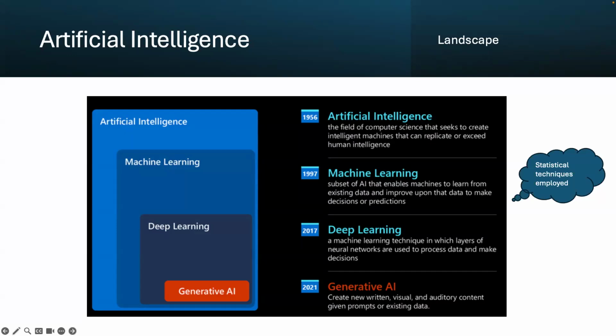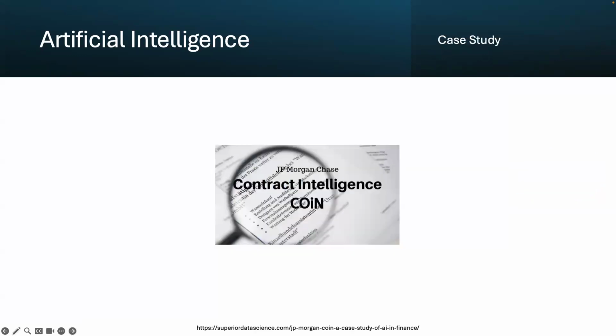Okay. We will look into deep learning and cognitive and generative AI in subsequent videos. But for now, we want to focus on AI and ML. Now let's look into a use case.